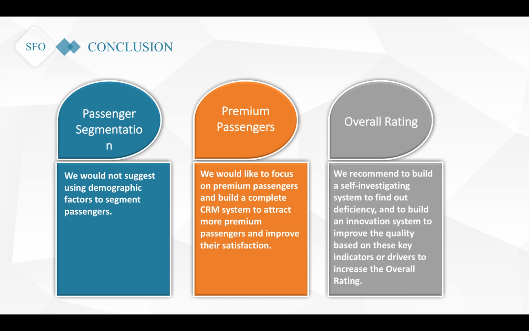To sum up, we use the SFO 2017 customer survey data to do the data cleaning and analysis to get the insight to accomplish our main objectives. The following are our recommendations. First, passenger segmentation. We would not suggest using demographic factors to segment passengers. Second, the premium passenger. We would like to focus on premium passengers and build a complete CRM system to attract more premium passengers and improve their satisfaction.